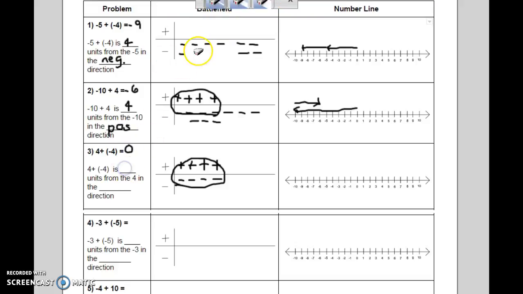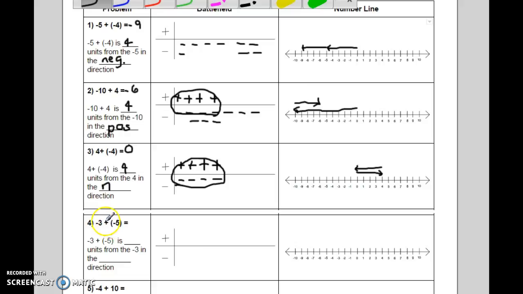Now, if I were to draw this on my number line, I would say that I'm starting out with 4, so I'm going to draw an arrow until I get to 4. But then I'm going to add -4 to that. Now, -4 causes me to go to the left 4 units because I'm going in the negative direction, and so I end up back at 0. So to answer this, we would say 4 plus -4 is 4 units from 4 in the negative direction.